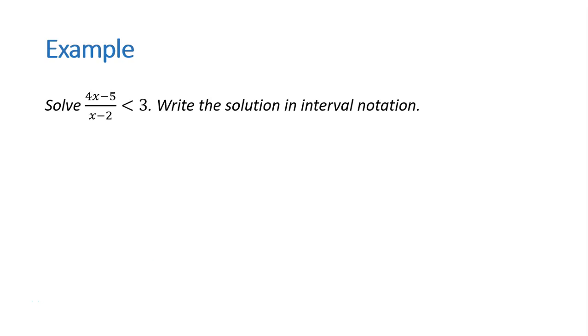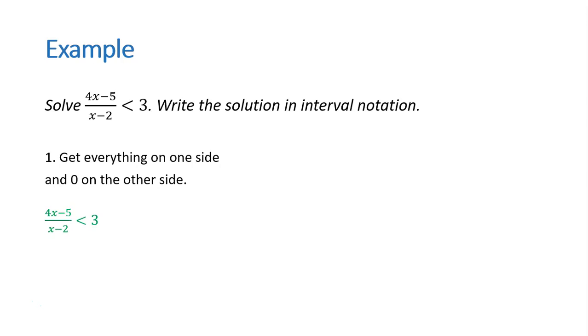Let's try another example. So we want to solve (4x minus 5) divided by (x minus 2) is less than 3. First step is get everything on one side and get 0 on the other side and fully simplify the side with the rational expression. So I need to move the 3 over first. So I'm just subtracting the 3.